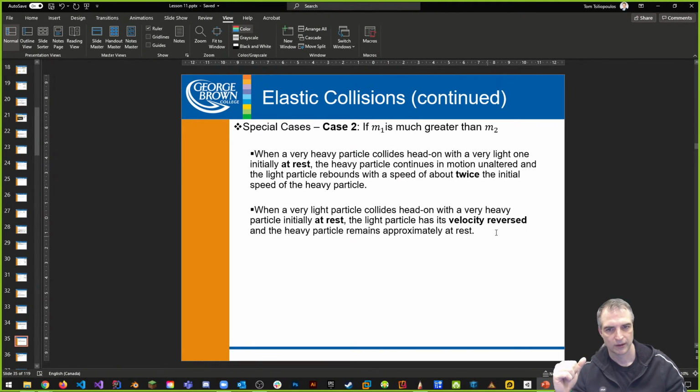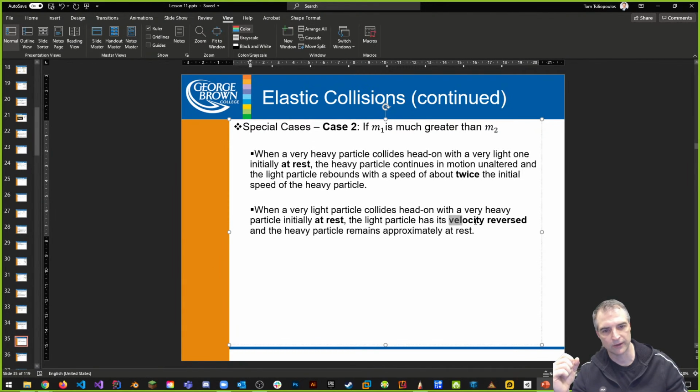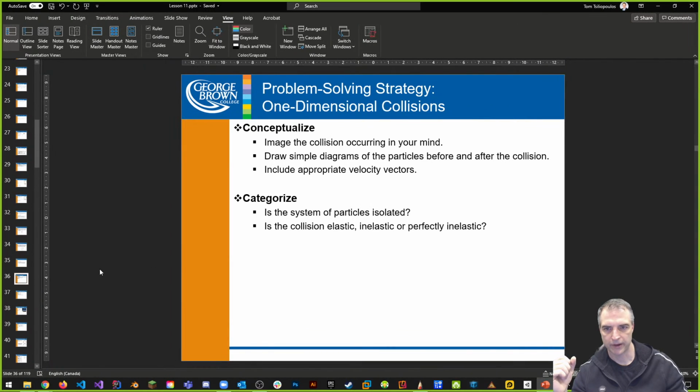This, my friends, this case 2 is directly relevant to your assignment number 3. If you think about the wall as an extremely heavy particle, then the ball or the object is going to bounce off the wall, and its velocity is going to be reversed. That's why it's special case number 2. We're talking about collision response, and this is in line with what we've been talking about. Again, we can conceptualize this with an example in our minds.